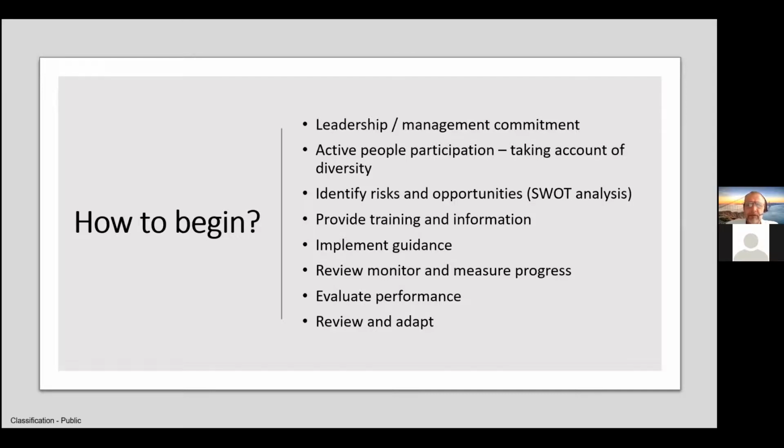Review, monitor, and measure progress, because this is about continual improvement, which requires you to evaluate your performance. So look at your measures. How are you progressing or not? Where are you not progressing? Review your approach, adapt your approach, and continually follow this circle of continuous improvement.